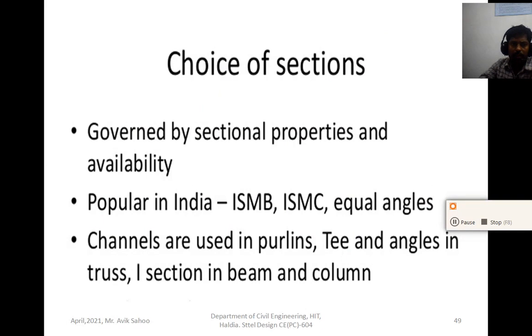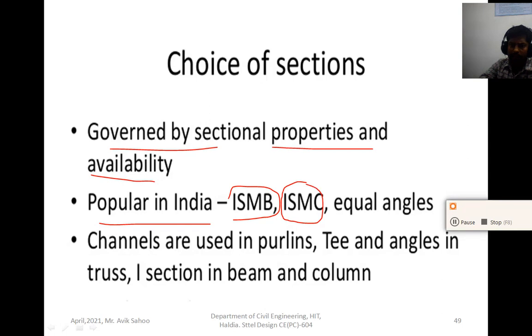So different types of sections are available. Which section we have to choose depends on the designer. The section is governed by sectional properties and availability. The sections popular in India are the ISMB section, the ISMC channel section, and equal angles. The channels are used in purlins, T and angles are used in trusses, and I sections are used in beams and columns.